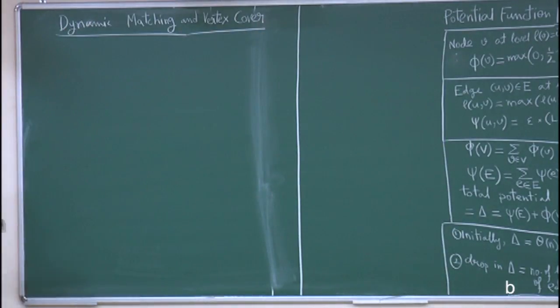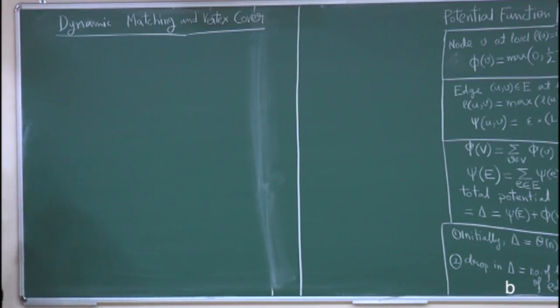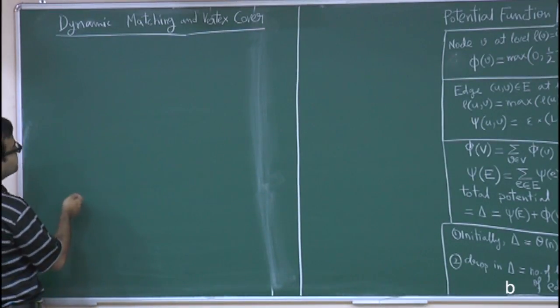Okay. So, today we will continue our discussion on dynamic matching and vertex cover from the last class. Let us briefly recall the algorithm that we were discussing. We discussed an algorithm and today we are supposed to present the analysis. So, what was the algorithm?